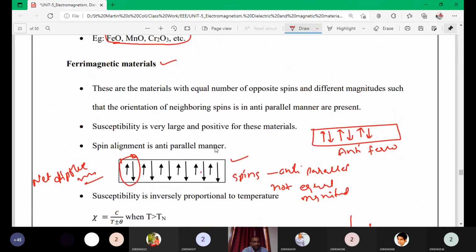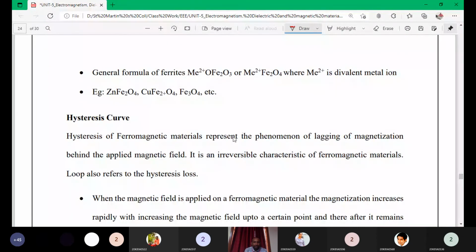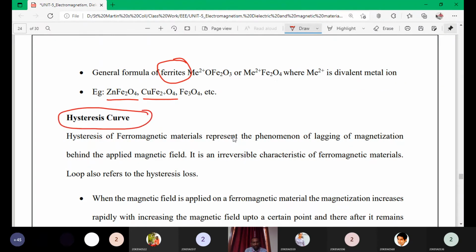Susceptibility here is also a large and positive value. Examples you can write: magnetic zinc ferrite, copper ferrite. Some ferrites behave as this. These materials also show hysteresis behavior. It depends on the marks, you have to write accordingly.